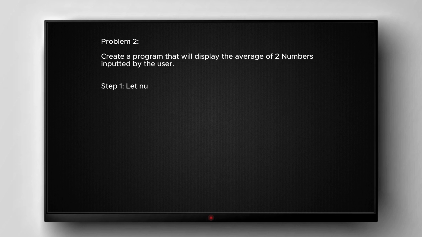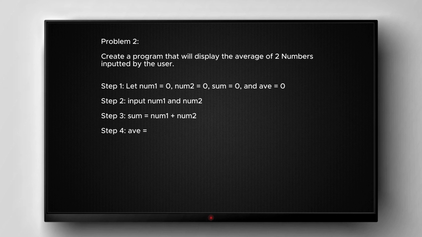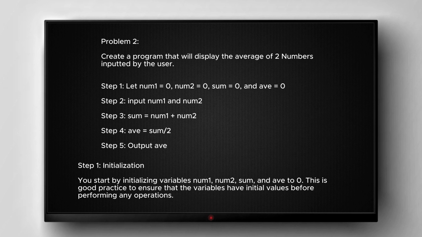Problem 2. Step 1. Initialization. You start by initializing variables num1, num2, sum, and average to 0. This is good practice to ensure that the variables have initial values before performing any operations.